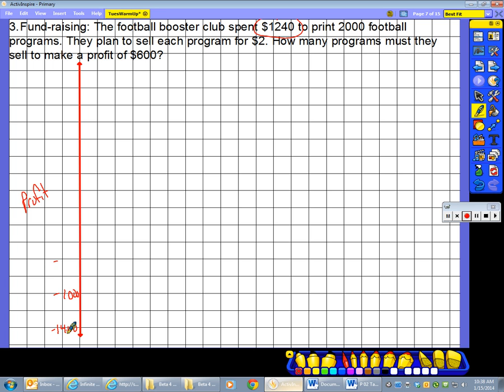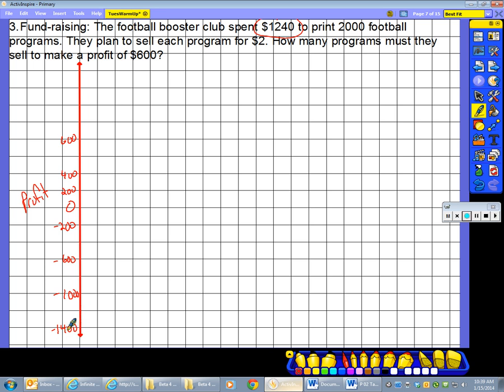Negative 1,400, negative 1,200, negative 1,000, negative 800, negative 600, negative 400, negative 200, and then this would be 0 right here. So I'm going to fill that one in, and then this would be 200, and then that would be 400, and then that would be 500. This would be 600. That would be 700, 800, and so forth. You get the idea, okay? So basically, what I'm doing is counting by 200s.